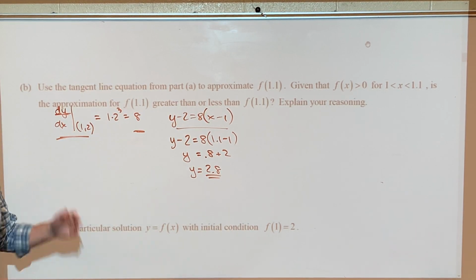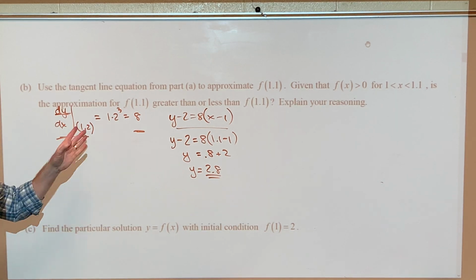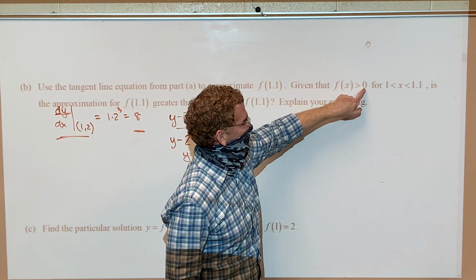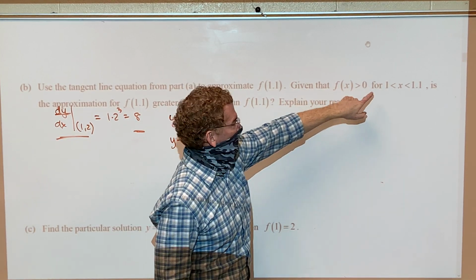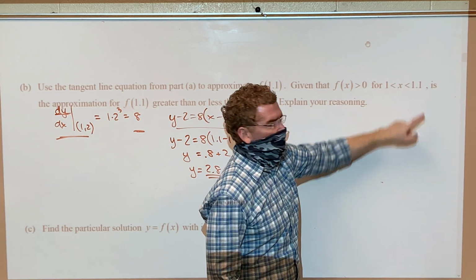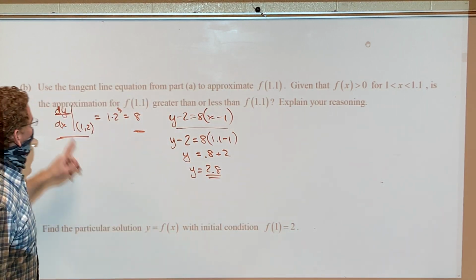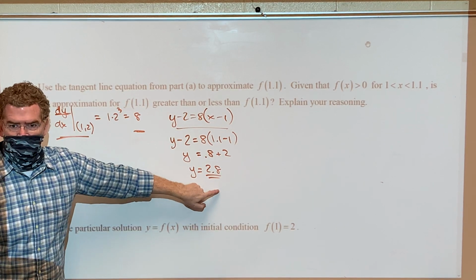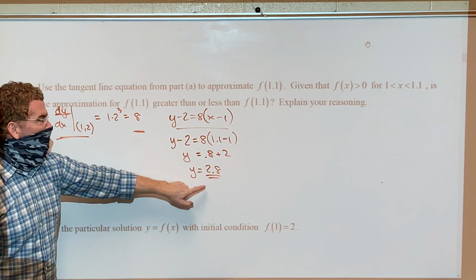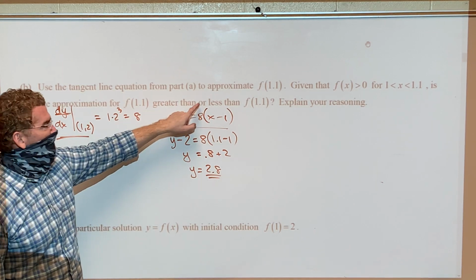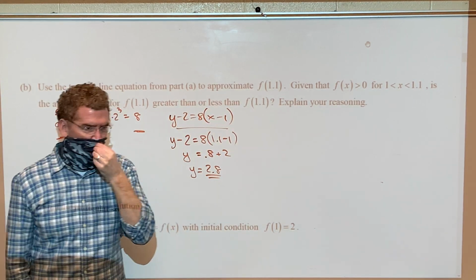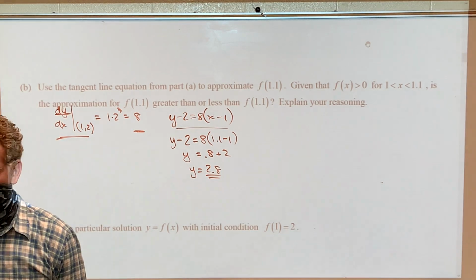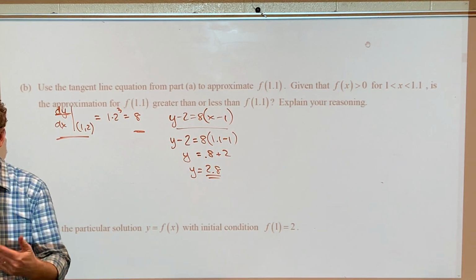Now, here's the great question. Given that the function is positive, you see it saying that? Given that the function is positive, for values of x between 1 and 1.1, is the approximation for f of 1.1 greater than or less than the actual f of 1.1? Yeah, y'all remember problems like this?